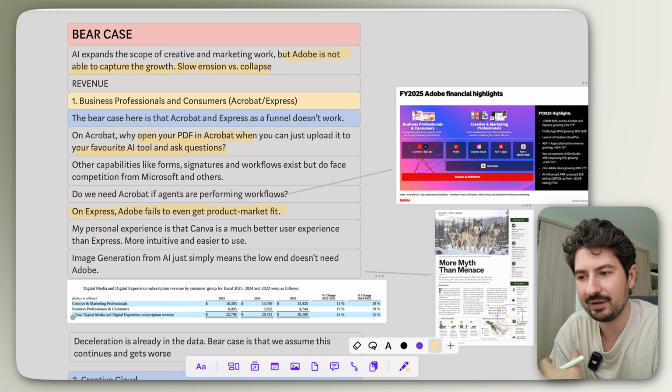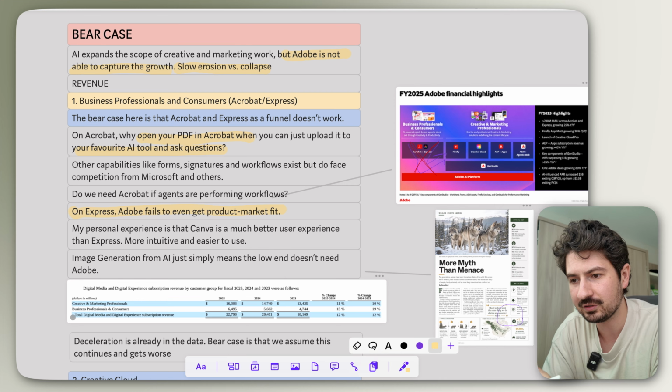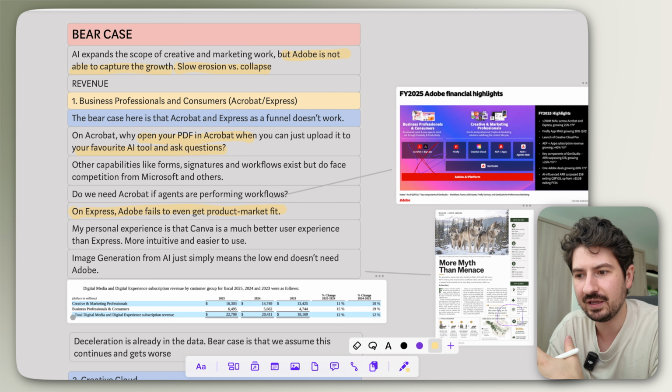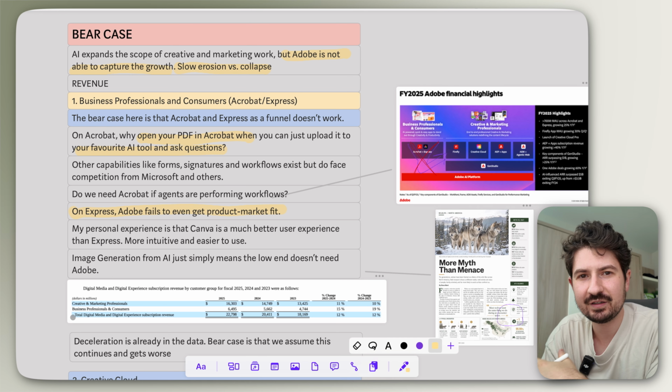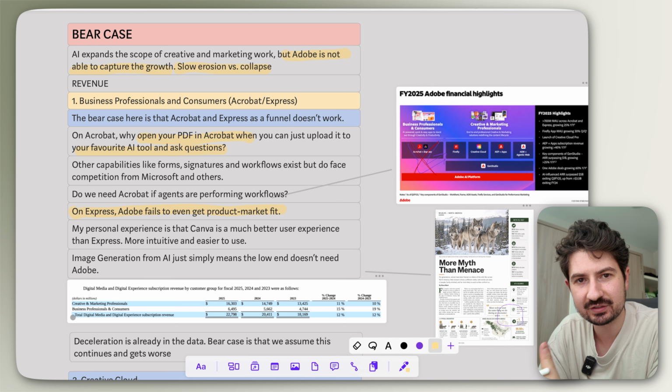I don't know about you, but I've tried using Express and I've tried using Canva as part of this research, and I just found Express to be a less enjoyable experience than some of its competitors. It didn't work in one of my browsers. It was kind of finicky. I felt like they were always trying to upsell me at every single step along the way.